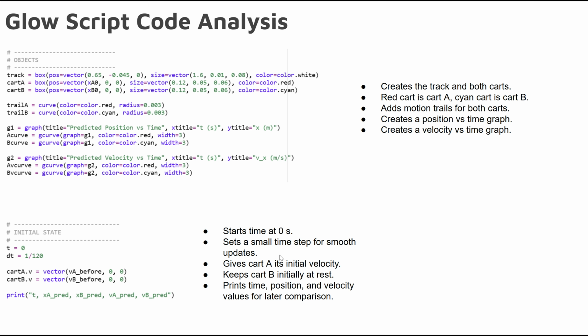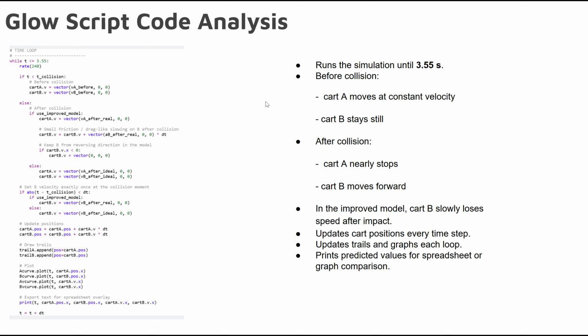Here are some initial conditions that I kept. I set cart A's initial velocity, and then I kept cart B initially at rest, and it prints the time, position, and velocity values for later computation. Here I run the simulation until 3.55 seconds. Before the collision, cart A moves at a constant velocity, cart B stays still. After the collision, cart A nearly stops, cart B moves forward.